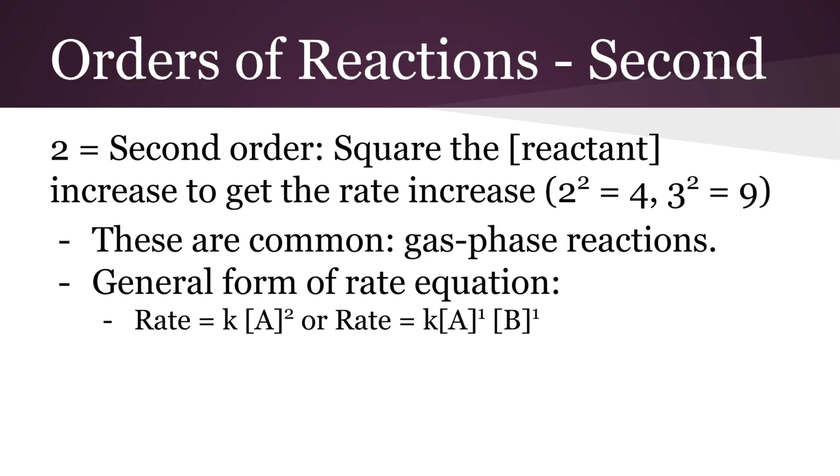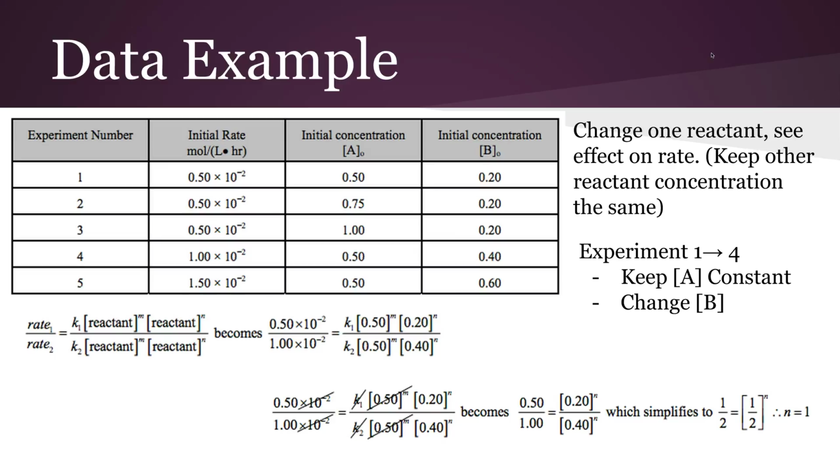You get them in some gas phase reactions, which means we're not going to see them very often. And the form just means that you either have squared your one reactant or you have two reactants that are first order. And so you get a second order for the whole reaction.